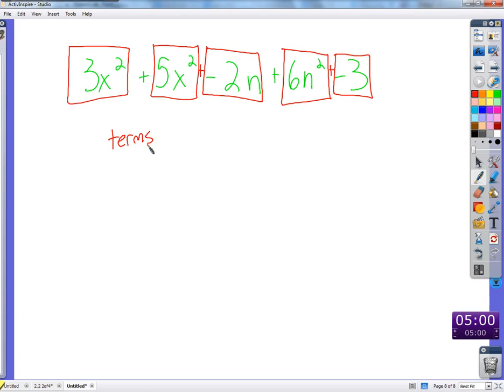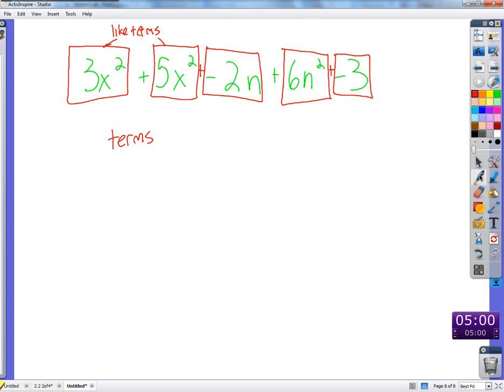Which ones are alike? 3x squared and 5x squared. Yes, like terms. So these are like terms. Okay. Any other like terms? No, we do have two n's, but they don't have the same power, as we talked about originally. You gotta have the same power. Okay, so this term is negative 2n, this term is 6n squared, this term is negative 3.